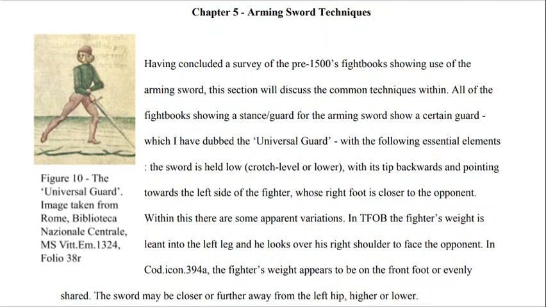So it says, figure 10, the universal guard, image taken from, and this is the manuscript reference, from Rome, Biblioteca Nazionale Centrale, so that's the collection it's held in, and then the shelf mark, MS Vit M 1324, and then the folio reference is folio 38R. So if you were to go to Rome, you would go to the Biblioteca Nazionale Centrale, you would go to the shelf where they have Vit M 1324. You would take that book, you would open it to folio 38R, you would see that image of the man holding a sword like that.